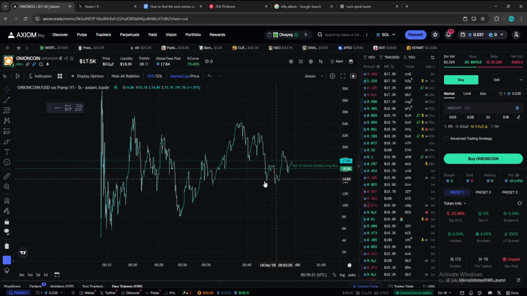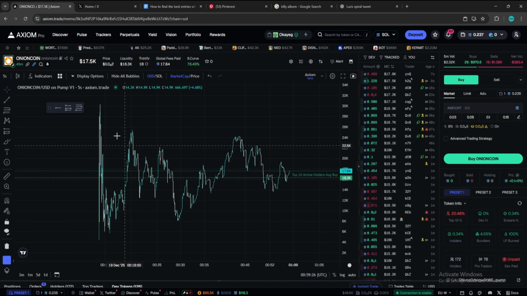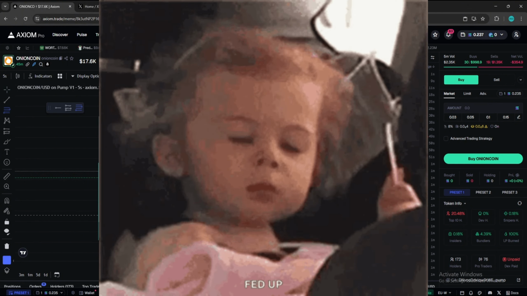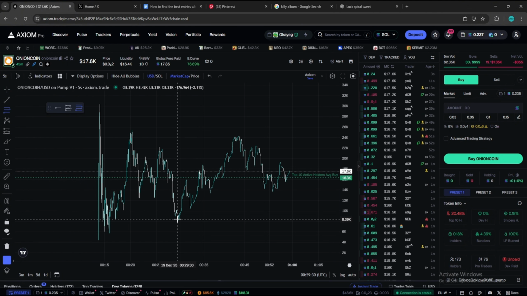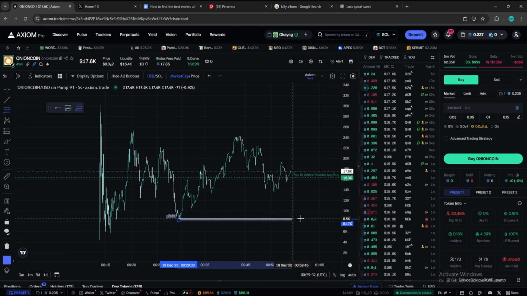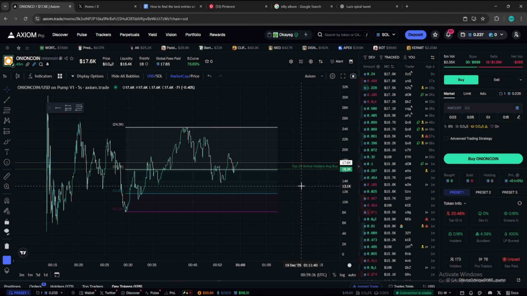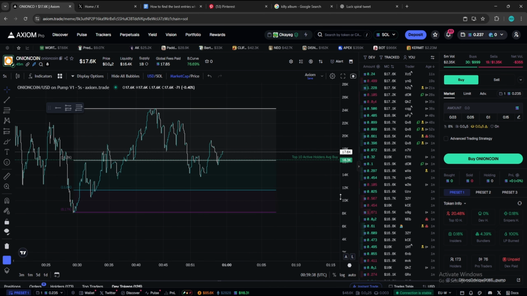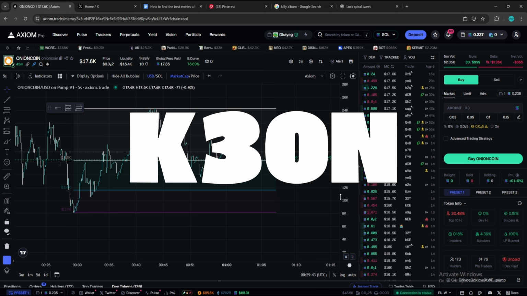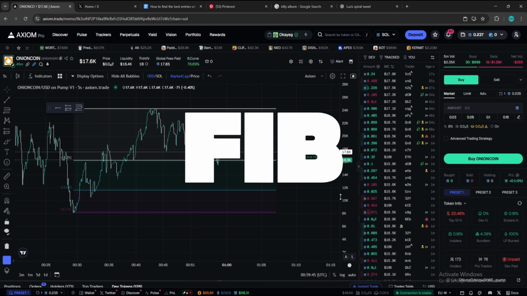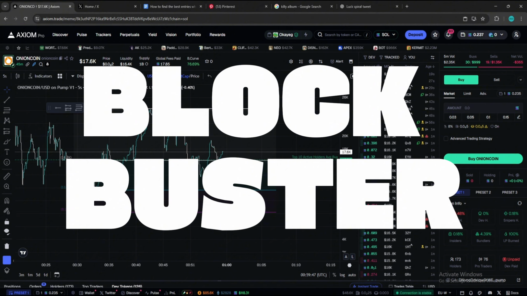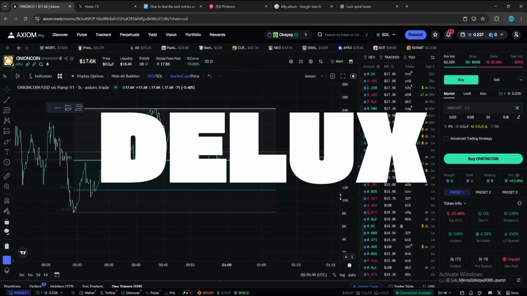So what you want to do is go to the Fibonacci, and you lot are probably rolling your eyes like, oh, here we go. But this isn't just any old Fibonacci. I've customized this Fibonacci myself. This is going to be called the Keon Custom Fib Price Entry Blockbuster 3000 Deluxe.